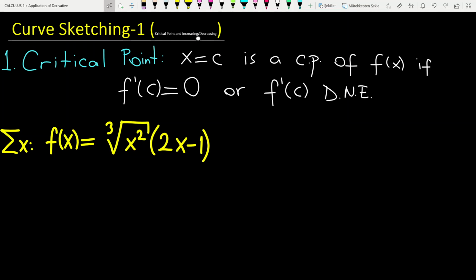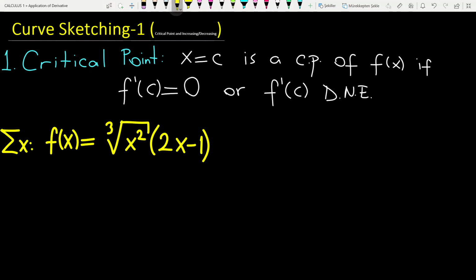Hi everyone! In this part I want to give an application of derivative, which is curve sketching. If you have some simple functions, of course it's not so difficult to draw their graphs, but if you have a rational function or a more complicated function, it's not always so easy to draw their graphs. We must know some techniques.